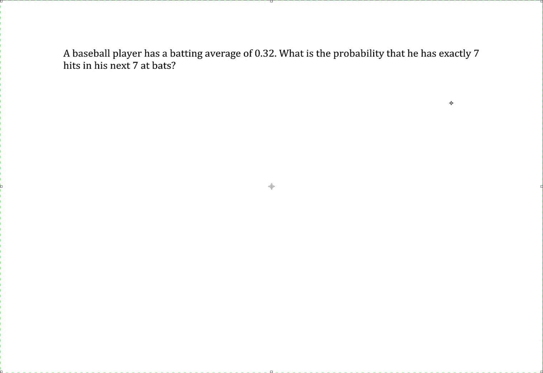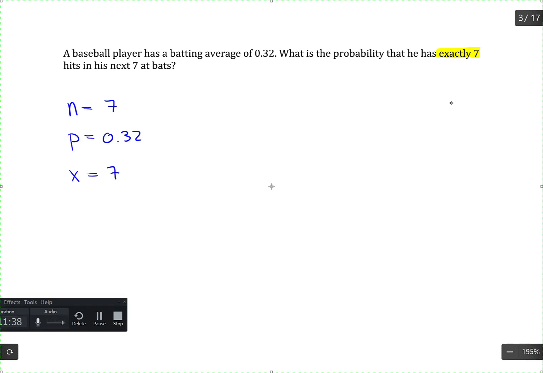So the things that we need for binomial distributions are the number of trials, the probability of success, and the number of successes that we wish to observe. So we have a player who is batting 7 times, and the probability of a hit is .32. So then what's the probability that he has exactly 7 hits in his next 7 at-bats? So the probability that we're looking for is exactly 7 hits, which means the number of hits that we wish to observe is 7.